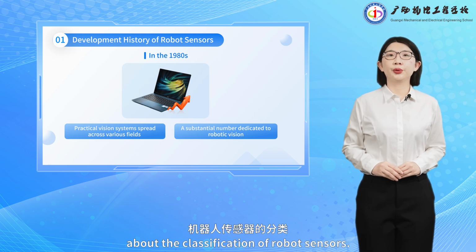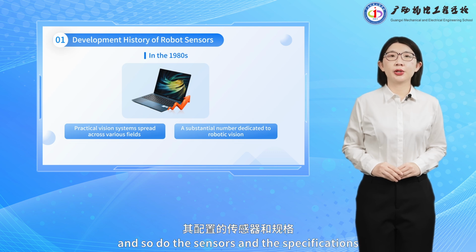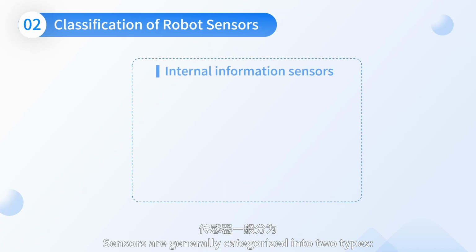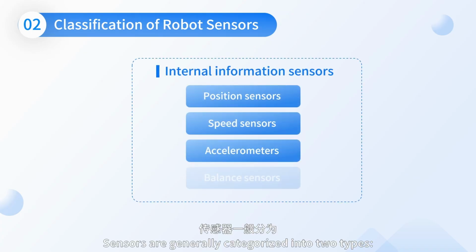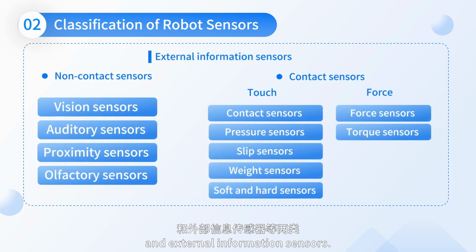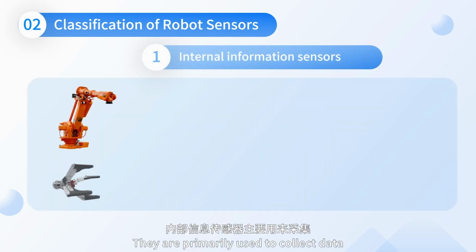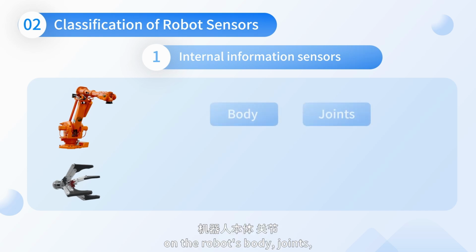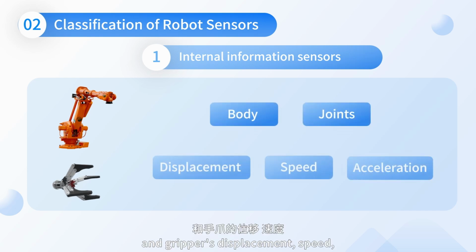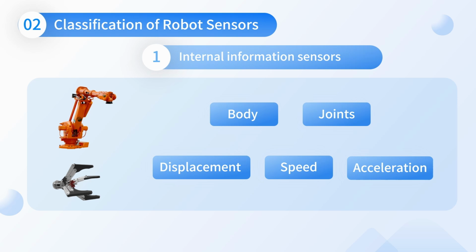Next, let's learn about the classification of robot sensors. The tasks that industrial robots are designed to perform vary, and so do the sensors and the specifications they are equipped with. Sensors are generally categorized into two types: internal information sensors and external information sensors. First, internal information sensors. They are primarily used to collect data on the robot's body, joints, and grippers' displacement, speed, acceleration, and other internal information.